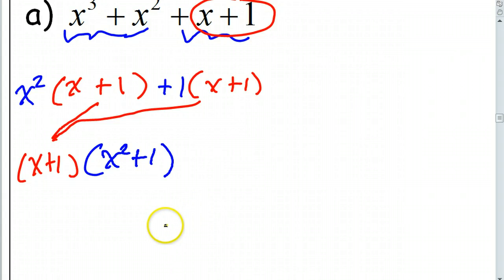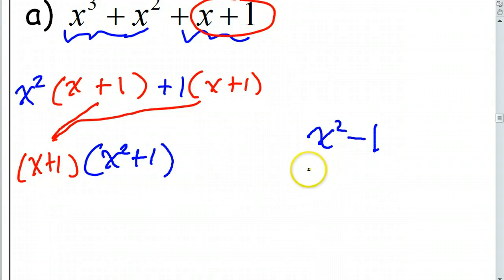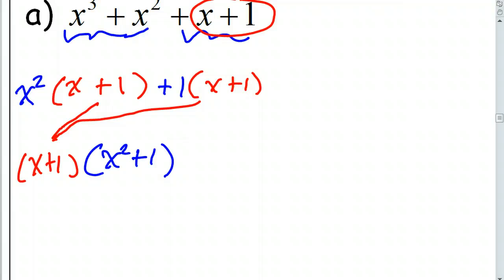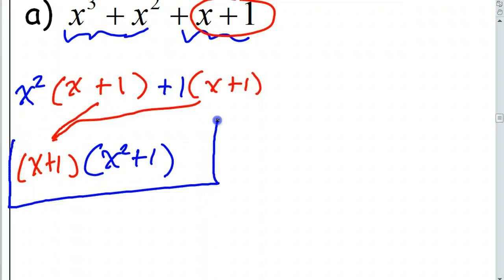Now, sometimes I'm done right now. Sometimes I have to factor further. Am I finished, or do I need to keep going? I'm done. If this had been x squared minus 1, the difference of 2 squares is factorable. I could go x plus 1, x minus 1, like that. But if it's x plus 1, that's prime. You can't factor that anymore. That's why this is the answer. The answer is x plus 1 times x squared plus 1.